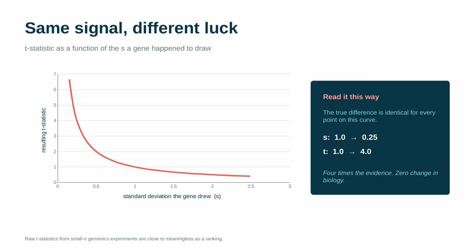Between a gene with an s of 1 and a gene with an s of 1/4, the t-statistic quadruples, with no change in the underlying biology whatsoever. The signal was the same. Only the luck of the variance estimate changed. This is why raw t-statistics from small n genomics experiments are close to meaningless, as a ranking.